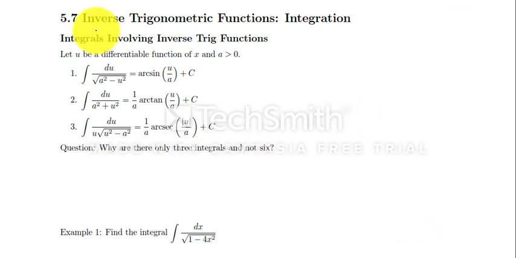Section 5.7 Inverse Trigonometry Functions Integration. We have seen in section 5.6 the formula for the derivative of 6 inverse trig functions. In this section, we're going to learn about integrations that involve inverse trig functions. Let u be a differentiable function of x and a bigger than 0.